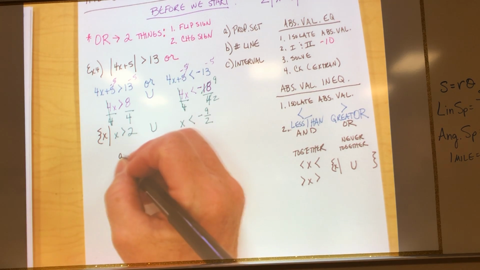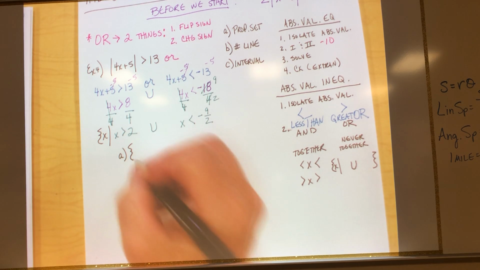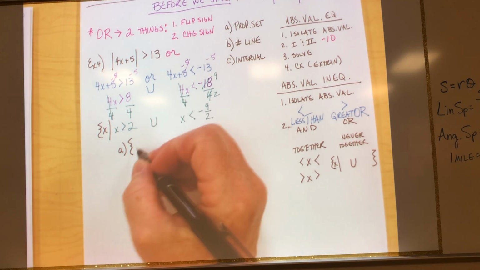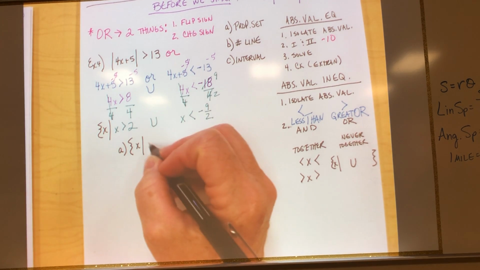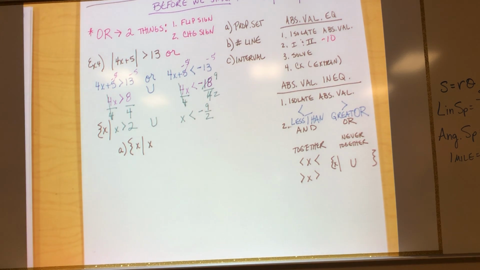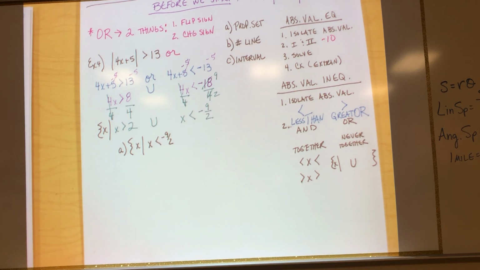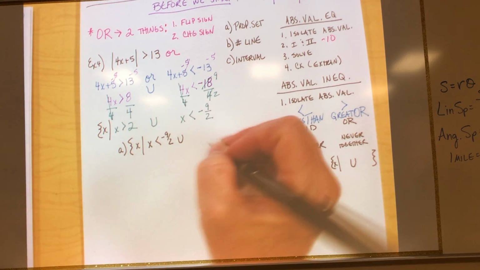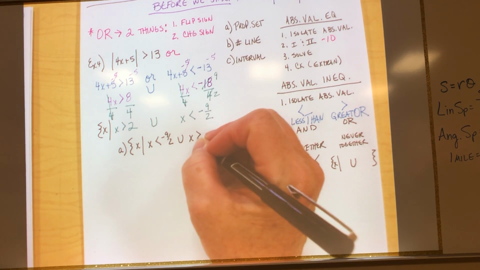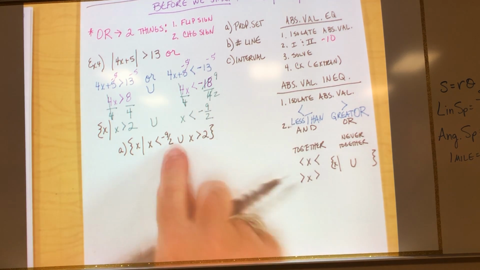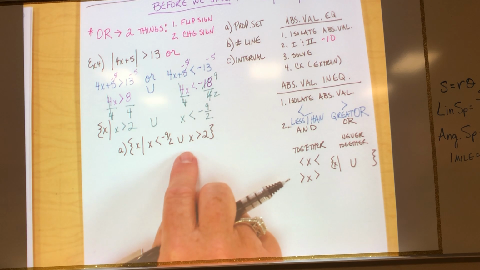So I'm going to rewrite it and change their places. I'm going to say any x such that x is less than negative 9/2. I want my less than to go first. Or x is greater than 2. That sounds so much better.